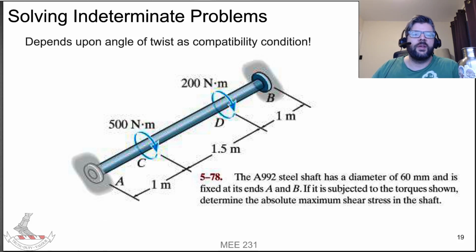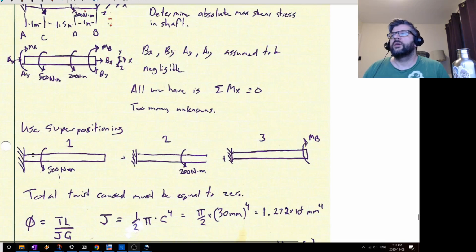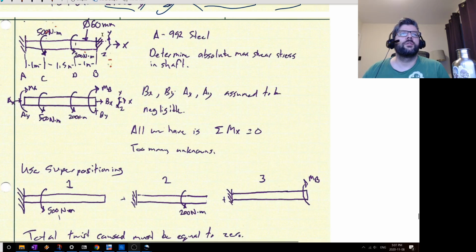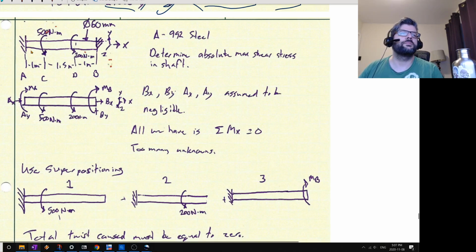So looking at that, again I'm just redrawing our situation here, and then we've got our free body diagram. Essentially, we're going to have some sort of reaction at both ends. We're going to be assuming here that the force reactions are negligible, because they should be, because there's no force load. So all we're worried about is the torque going on.